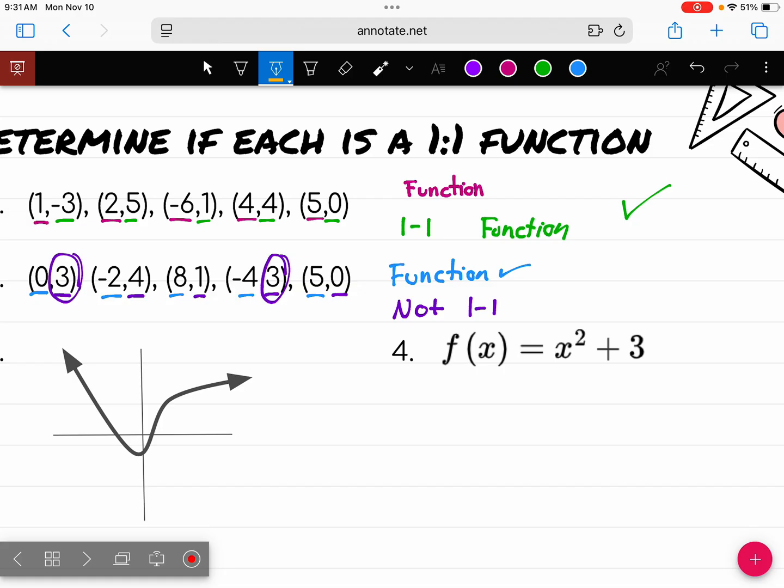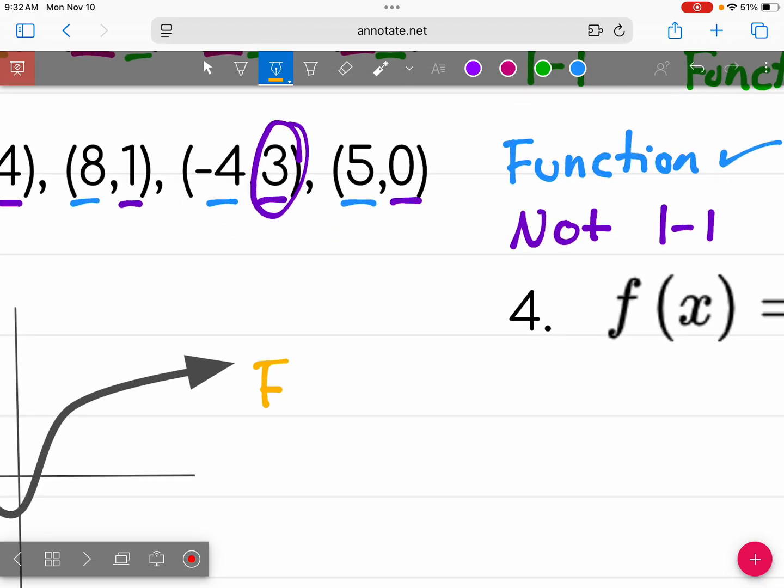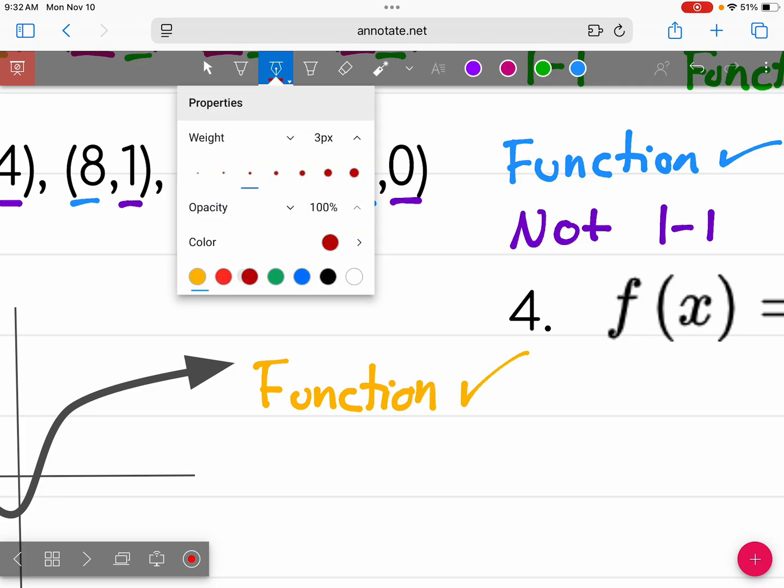So first things first on this number 3 here, is this a function? Yeah, totally cool. Absolutely passes our vertical line test. No issues. So this one is a function. That's our vertical line test. Then to check and see if it is a one-to-one function, we do our horizontal line test. Is this going to pass our horizontal line test?